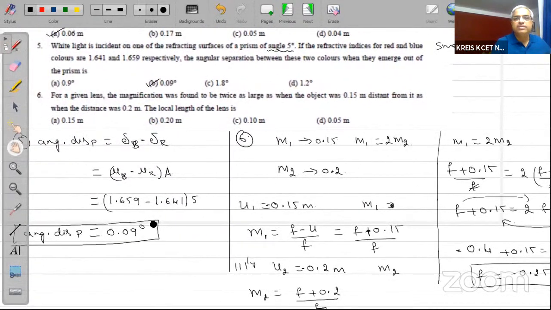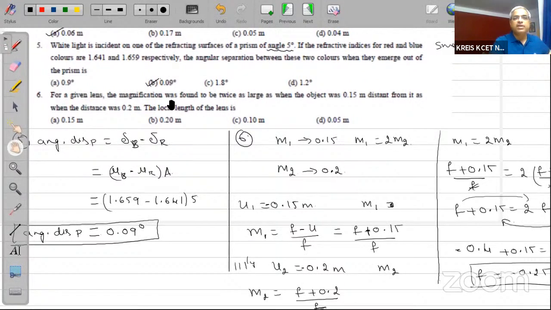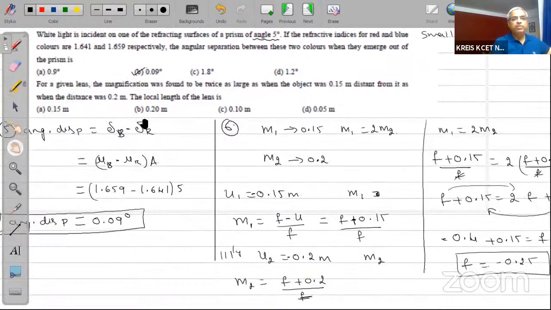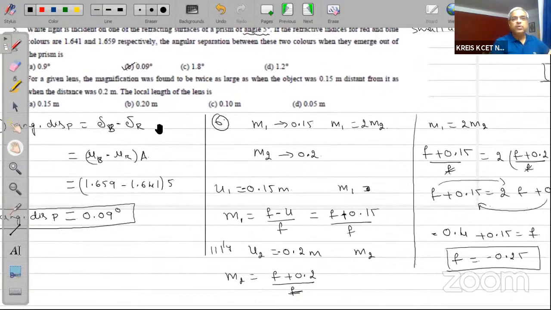I think I made some mistake here. For a given lens, the magnification is found to be twice as large when the object was 0.15 meter distance from it as when the distance was 0.2 meter. Okay.